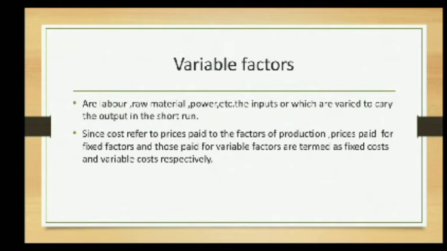Variable factors are labor, raw material, power, and etc., the inputs of which are varied to vary the output in the short run. Since costs refer to prices paid to the factors of production, prices paid for fixed factors and those paid for variable factors are termed fixed cost and variable cost respectively.